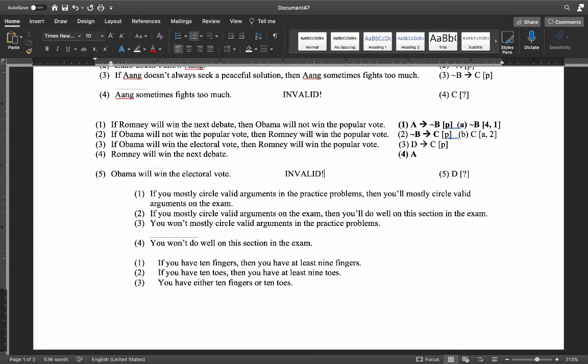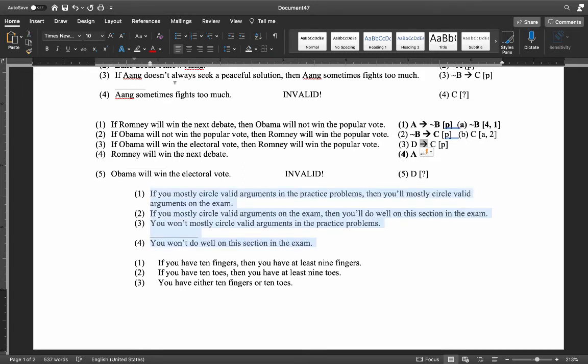A lot of times people fall for or get tricked by invalid arguments when there's a bunch of valid moves on the way there. So in this case, there were a couple of valid inferences, right? We drew these two little conclusions over here. They were good inferences. But the argument as a whole is invalid because you then have an invalid inference to get to 5.